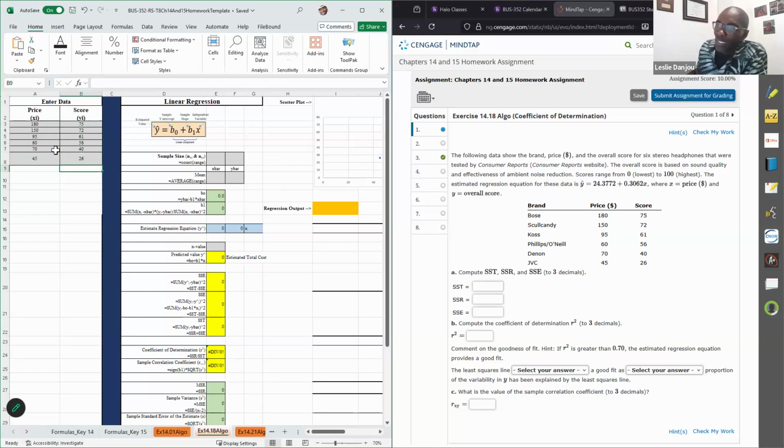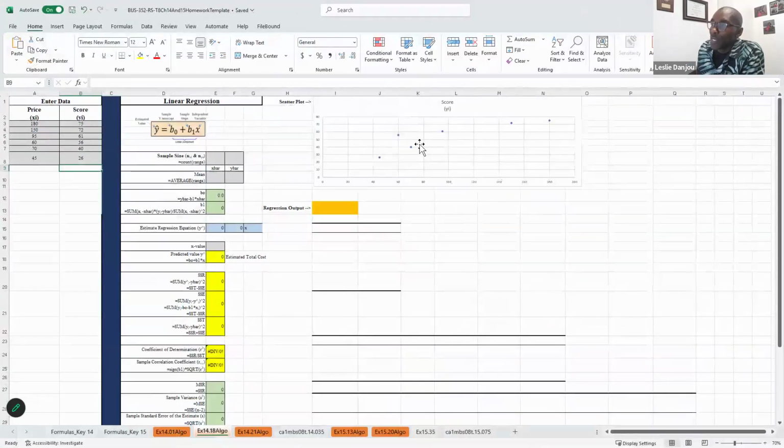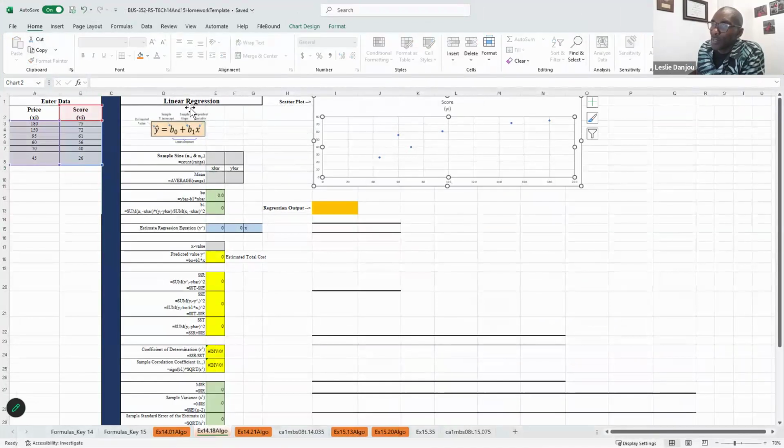All right, so once you've plugged in your information, we'll do the same thing like we did before. For our scatter diagram, if you click in here, just make sure that everything is selected. All right, here's my data that I've got. Please put a trend line in there.